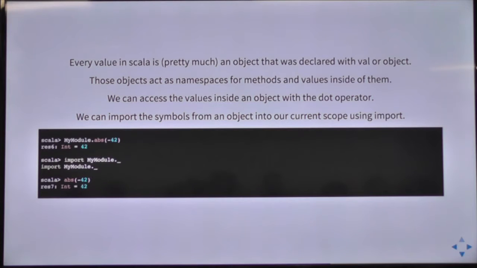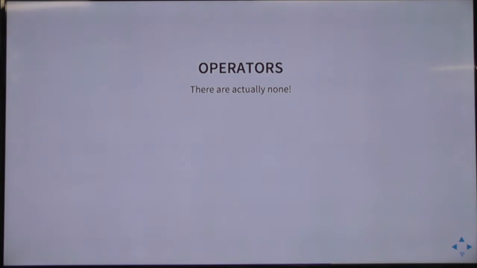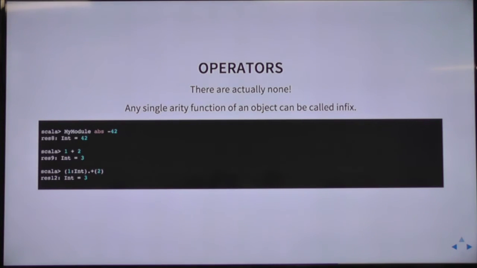It's in scope now, so we can call it. Cool. And another thing is that in Scala, there really aren't any operators. The somewhat syntactical hack is that any single-argument function can be called just with spaces in an infix position. So if we look here, we can call my module abs 42. That doesn't really make sense. I don't suggest you write your code like that. But 1 + 2, it makes a lot of sense, because really, what this is under the hood is just 1.+(2).